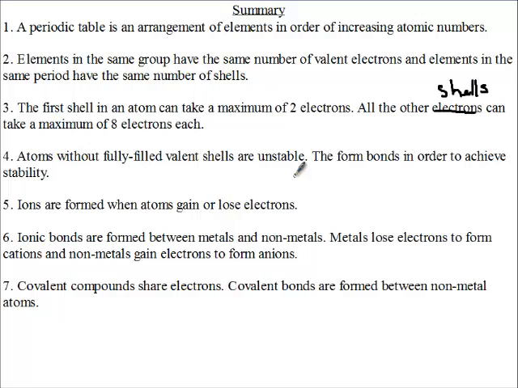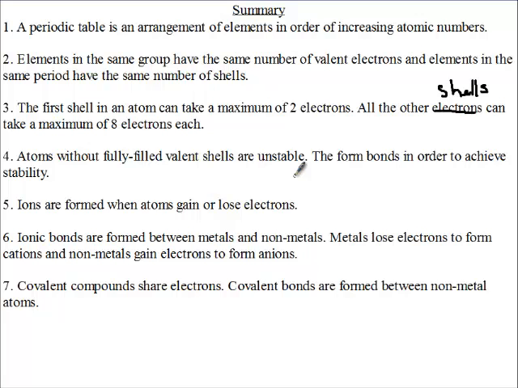One atom, which is a metal, will lose an electron, and then another atom, which is a non-metal, will accept the electron. The giver becomes a cation, which is positively charged. The acceptor becomes an anion, which is negatively charged. And then they attract each other, and an ionic bond is formed between them.